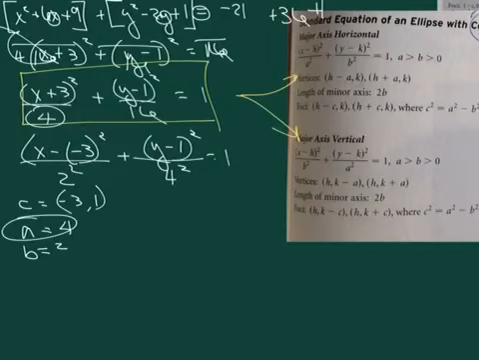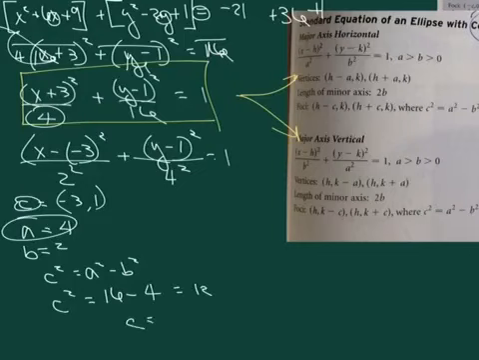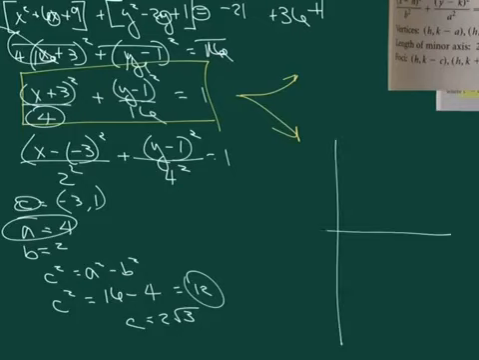So therefore, we go ahead and continue on, and our C. Our C is C squared equals A squared minus B squared. I'm sorry, I've got a C there for center, and this C is not center, it's the foci is what that is. So we've got C squared equals 16 minus 4, which is 12. So C squared equals 12, or C equals 2 square root of 3. If you were to reduce the square root of 12, you get 2 square root of 3.